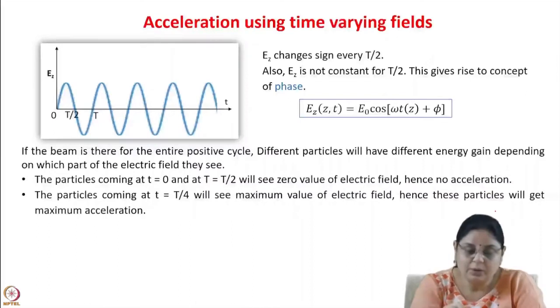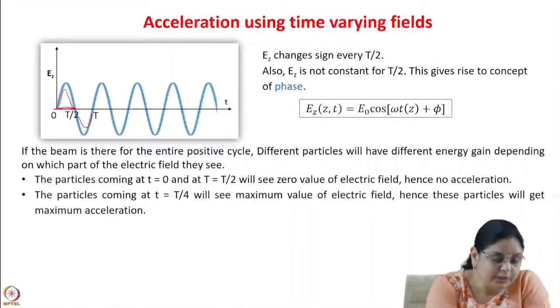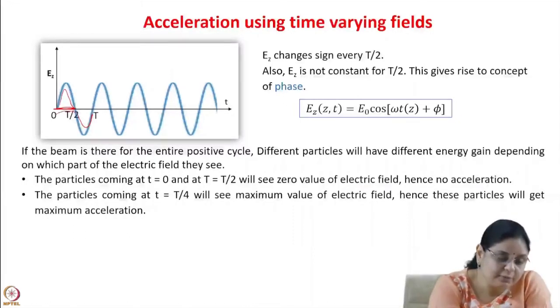So let's see now how acceleration is done. Ez changes sign every T by 2. So we see here that the electric field changes sign after every half period, and even within this time period T by 2, the field is not constant. It is varying with time. So now what happens? Let's say we have a full bunch from 0 to T by 2. The particles in the bunch that see this part of the field and this part of the field, that means at t equal to 0 and t equal to T by 2, the field is 0, so they do not get any acceleration. Whereas the particle in the bunch that sees this part of the field experiences maximum acceleration.